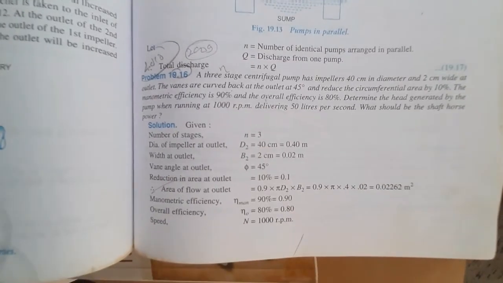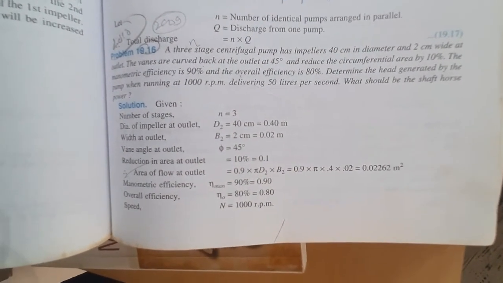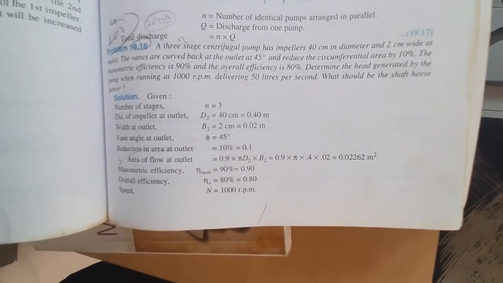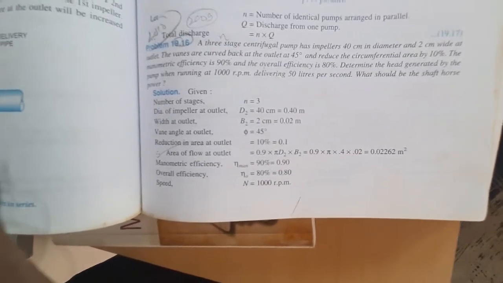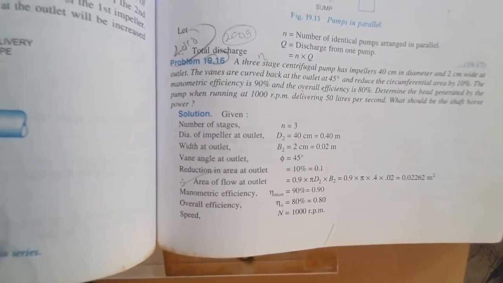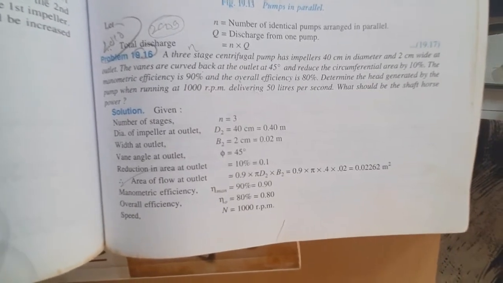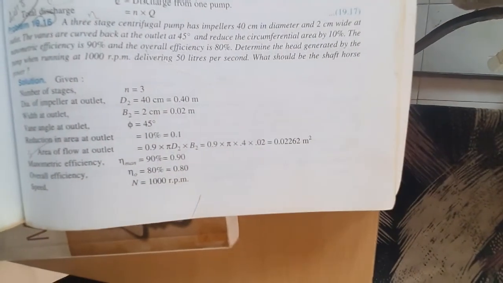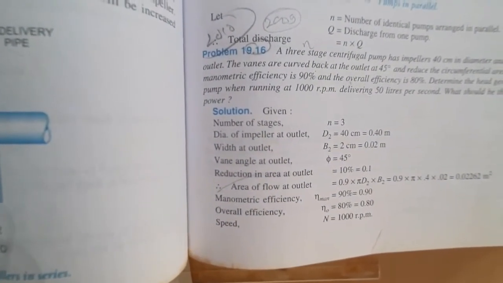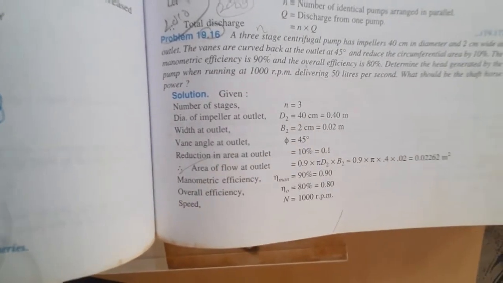Today we will solve a numerical. A 3-stage centrifugal pump has impeller 40 cm in diameter and 2 cm wide at outlet. The vanes are curved back at an angle of 45 degrees and reduce the circumferential area by 10%. The manometric efficiency is 90% and overall efficiency is 80%.